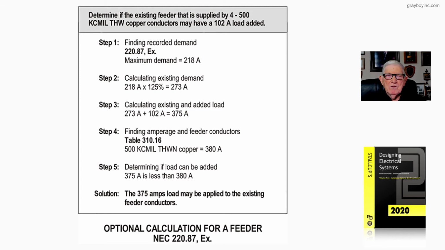So the 375 amps may be added to the existing feeder conductors without running that long strung out standard calculation that we reviewed in the first illustration when we started looking at this.